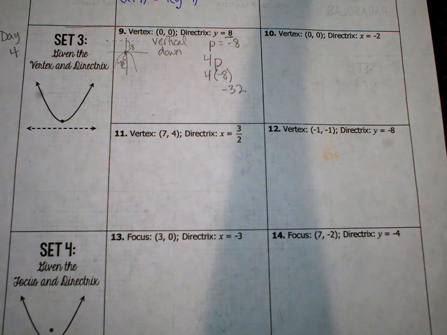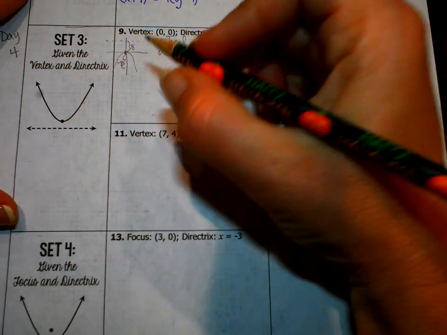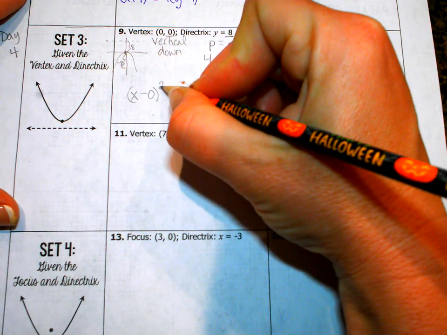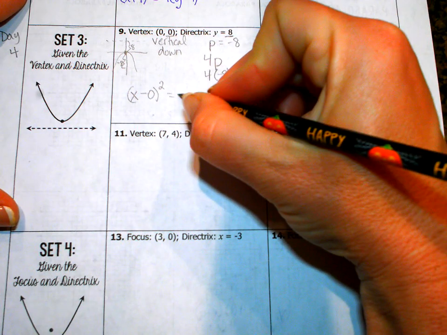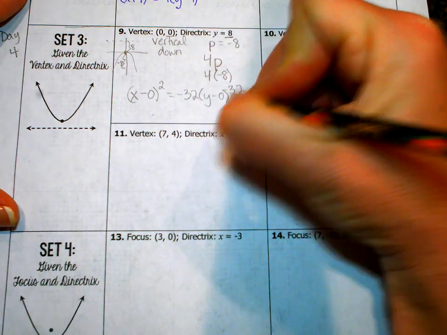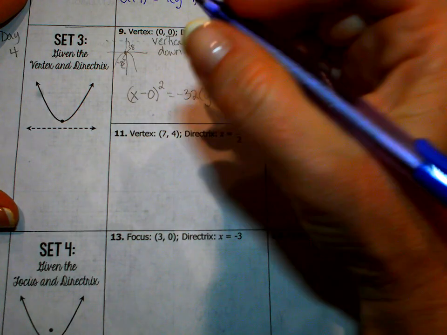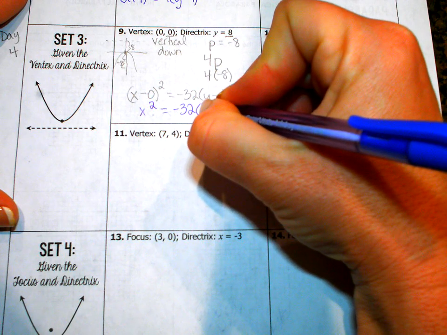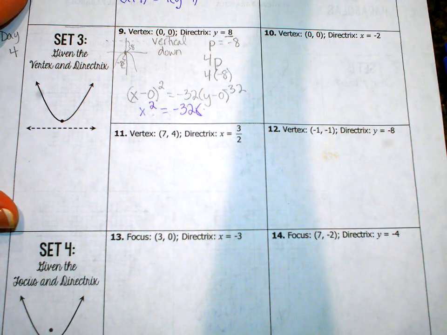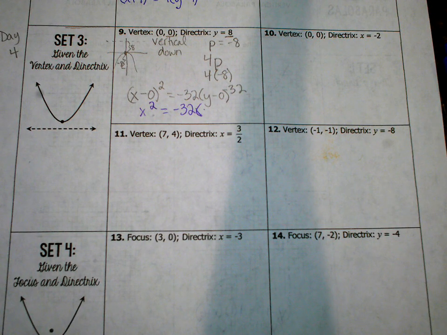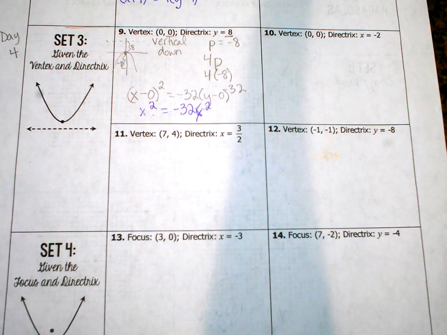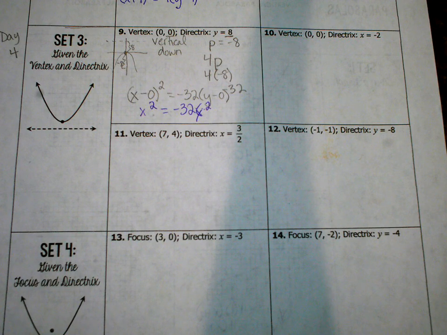So here we go. X minus 0 squared equals negative 32 times y minus 0. I really like doing different colors. X squared equals negative 32y. I can't find my white out, but anyways, it should just be negative 32y. I don't need that parentheses there, my mistake. Please get rid of that.